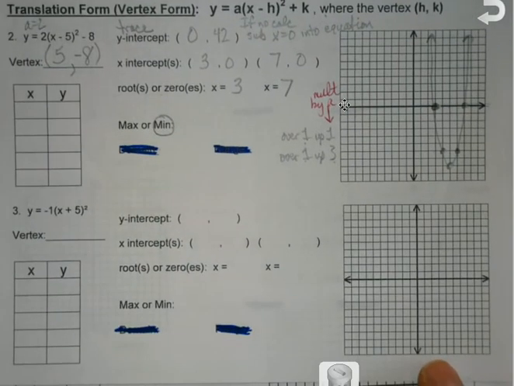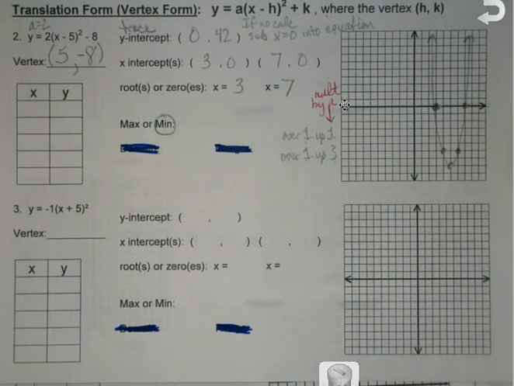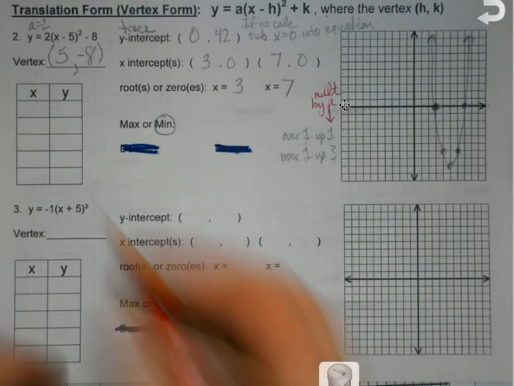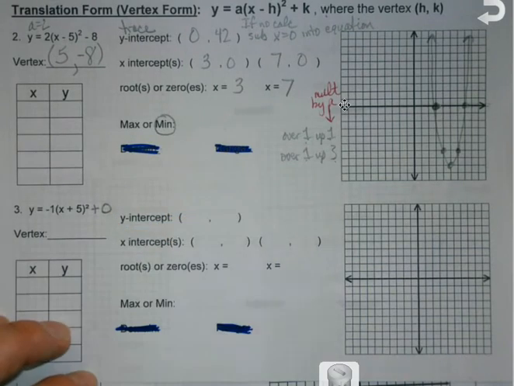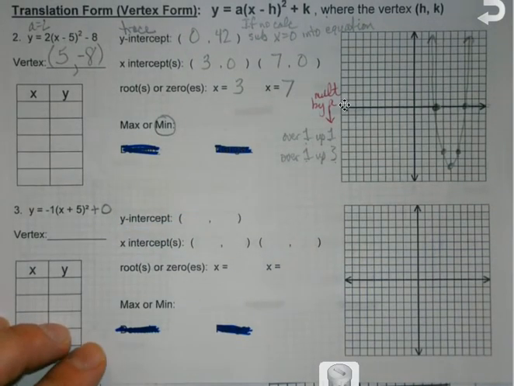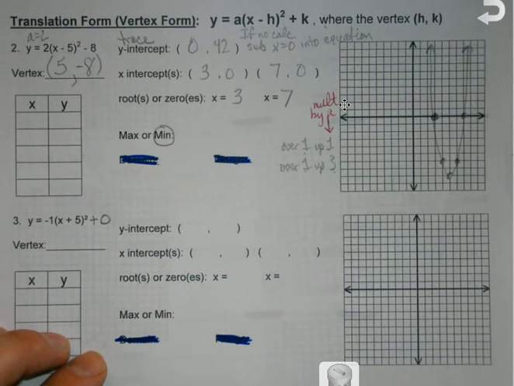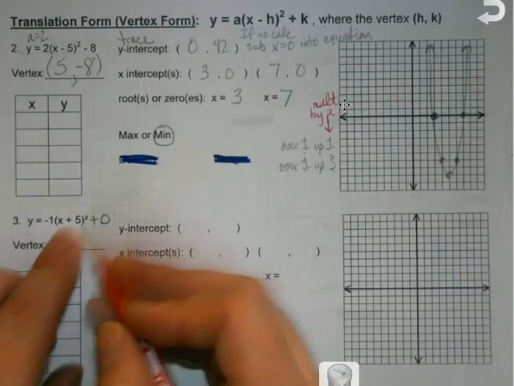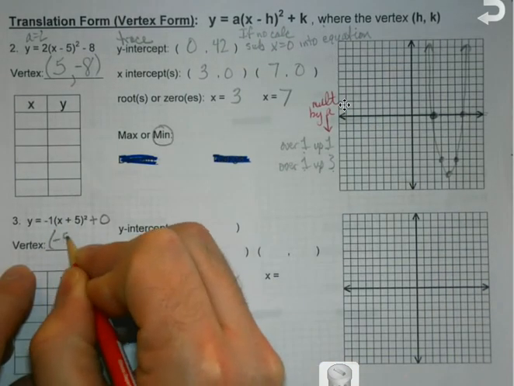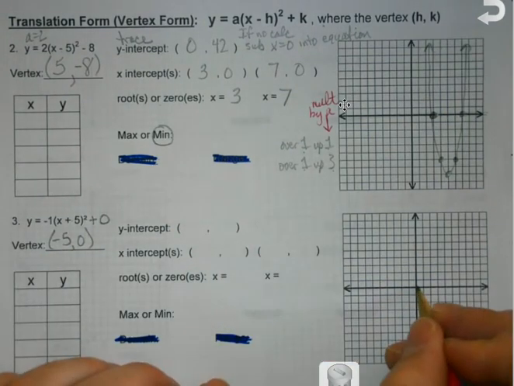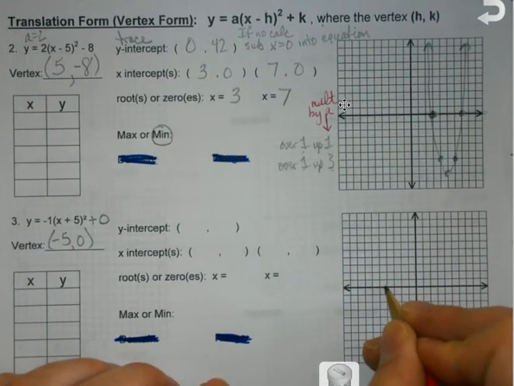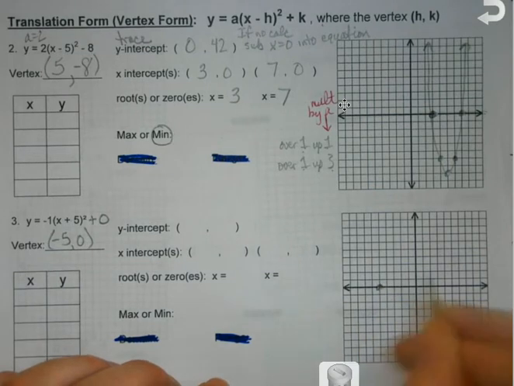All right, one more in vertex form. Then I think we got one in standard, and I'll help you out get going on the packet here. Okay, vertex. Now this one's a little trickier. If there's no number outside, I act like it's a +0 out there. So again, when I'm figuring out my vertex, it's the opposite sign of what I see here, so that'd be -5, and then whatever value's on the outside. So -5, 0, we'll get that in.